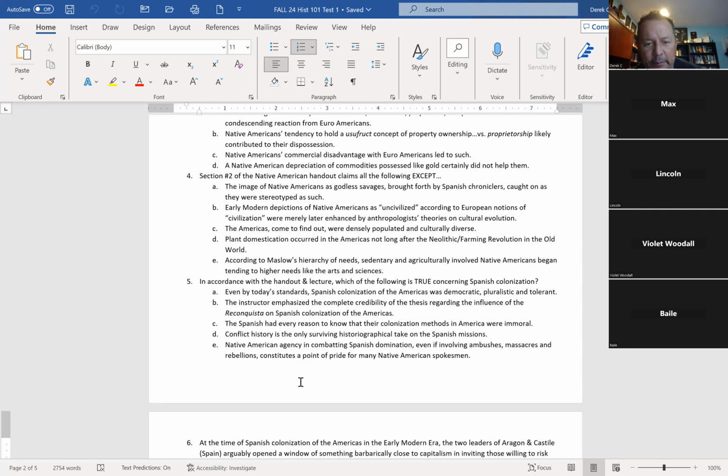A. The instructor emphasized the complete credibility of the thesis regarding the influence of the Reconquista on Spanish colonization of the Americas. I don't like that. And when I go back to the test, I'm going to try to make it a little bit more wrong. Okay. But when I say complete credibility without any caveats, I did not intend that to be true.